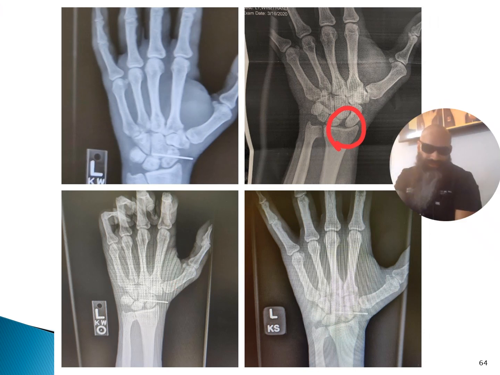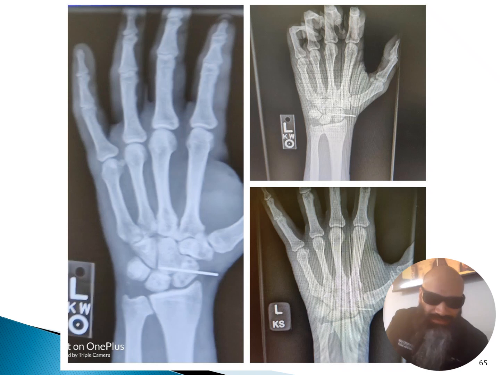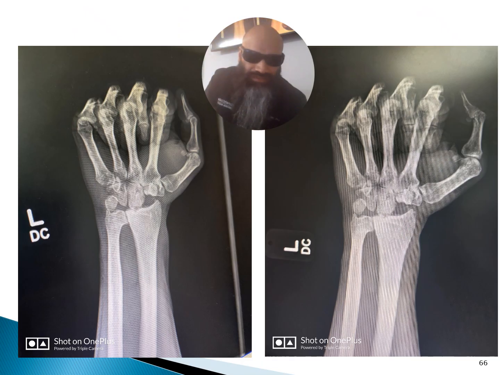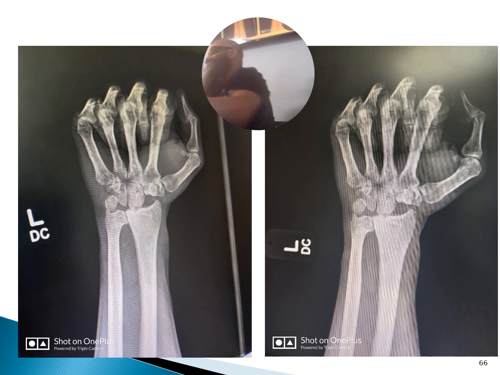Number 3, where is it? That's not it. Oh, it's just some more. That one. Anybody see anything missing? They took my entire proximal row out.